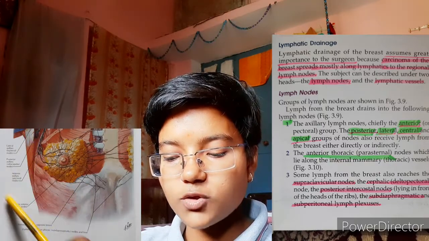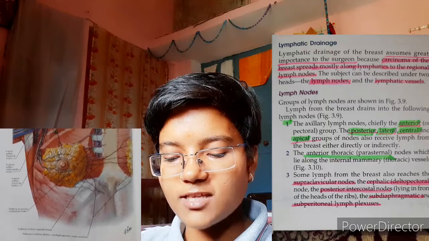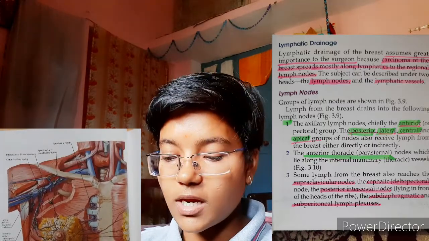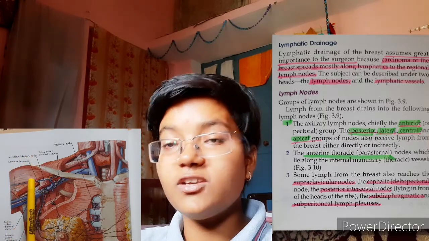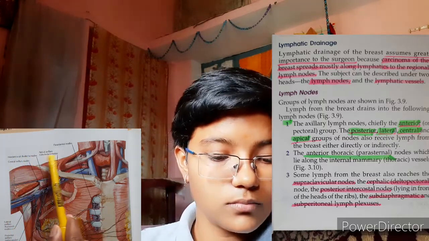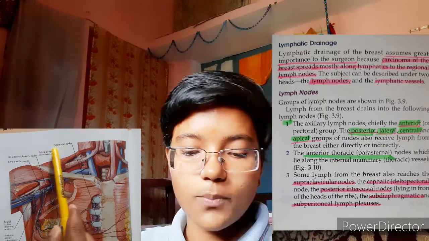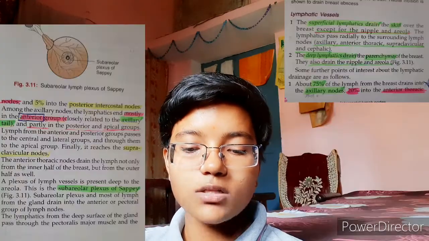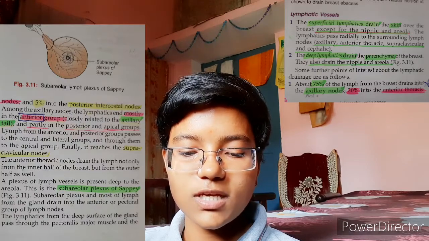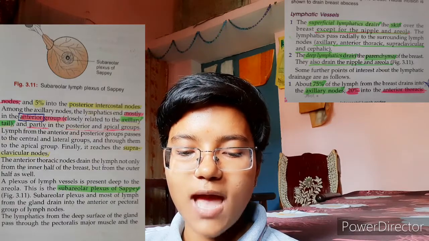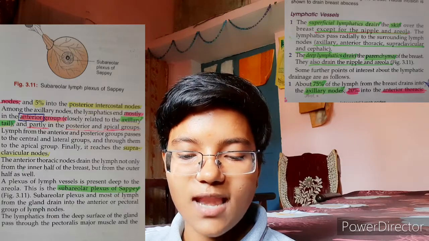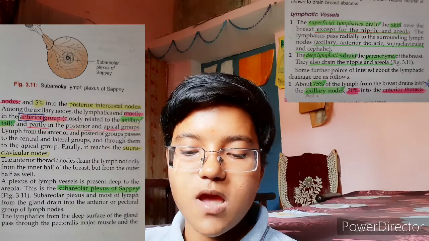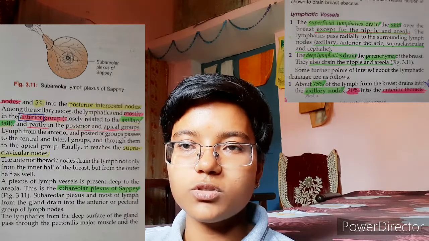Some further points of interest about lymphatic drainage are as follows. About 75% of lymph from the breast drains into the axillary nodes, 20% into the anterior thoracic nodes, and 5% into the posterior intercostal nodes. Among the axillary nodes, the lymphatics end mostly in the anterior group, closely related to the axillary tail, and partially in the posterior and apical groups. Lymph from the anterior and posterior groups passes to the central and lateral groups and through them to the apical group. Finally, it reaches the supraclavicular nodes.